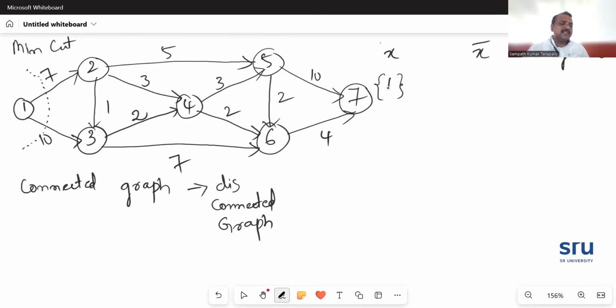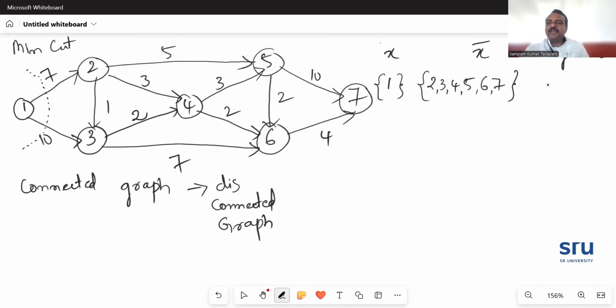It is only one vertex which is there in this graph, and the remaining, like 2, 3, 4, 5, 6, 7, all these vertices will be there in the other set, right? So now what are the edges we have here? What I need to do is take the values 7 and 10. It means that if you take out these two edges, this connected graph becomes a disconnected graph.